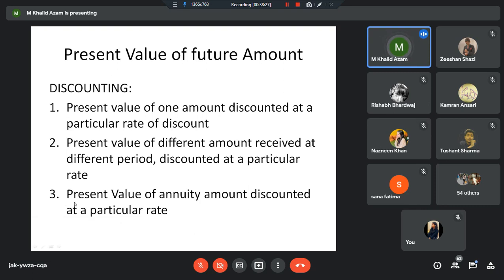The third situation is similar to our other compounding: present value of an annuity amount discounted at a particular rate. You are getting the same amount every year. For example, you have purchased a life insurance policy, and it is going to mature after 25 years. Up to these 25 years you have paid, so every year you have paid the same amount. So that is your premium.